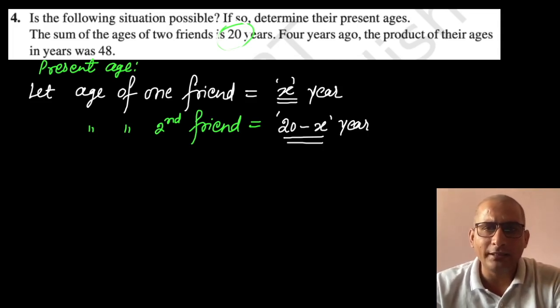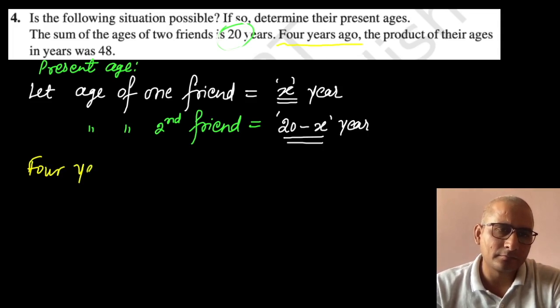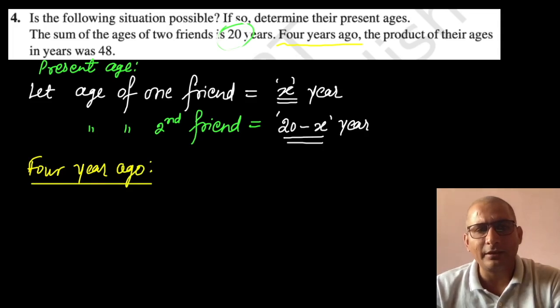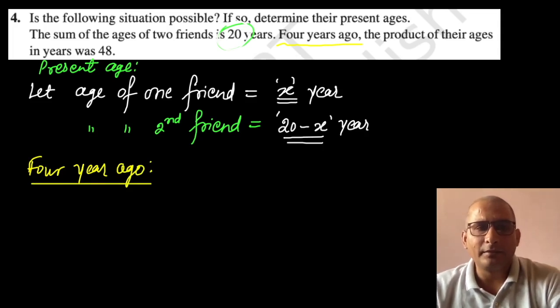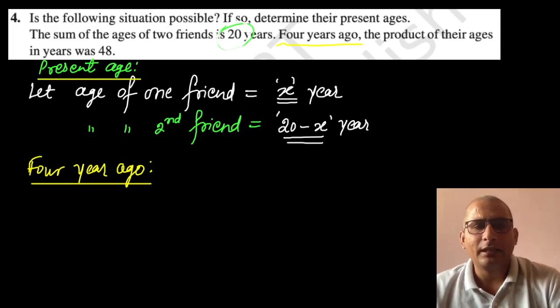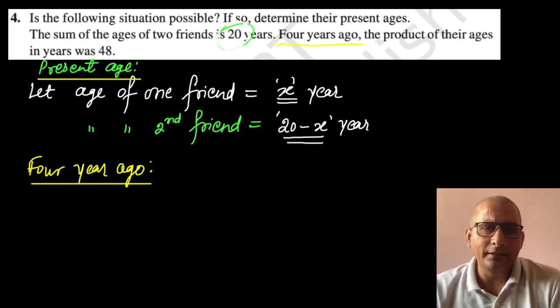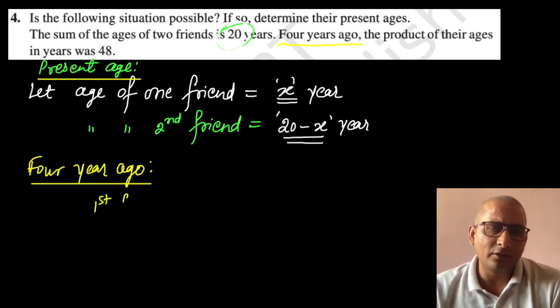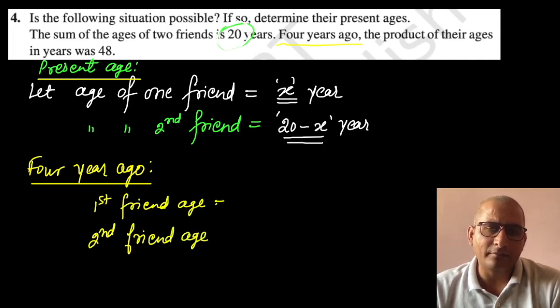Now 4 years ago, अब ये 4 साल पहले की बात है, तो 4 साल पहले इनकी एज भी डिफरेंट रही होंगी। अब ये तो प्रेजेंट एज थी, आज की तारीख में जो एज है, अब 4 साल पहले इनकी एज जो होगी, एज ऑफ वन फ्रेंड, तो इसको मैं फर्स्ट फ्रेंड बोल देता हूं, फर्स्ट फ्रेंड एज एंड सेकंड फ्रेंड एज। What is the age of the first friend 4 years ago?